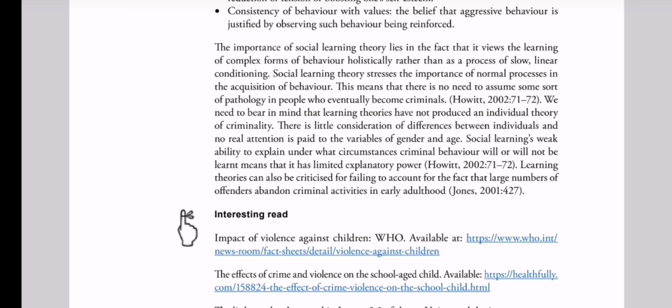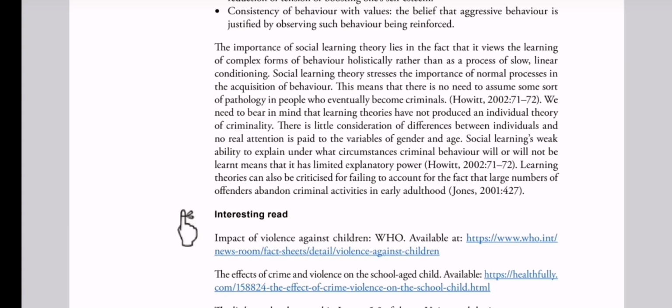The importance of social learning theory lies in the fact that it views the learning of complex forms of behavior holistically rather than as a process of slow, linear conditioning. Social learning theory stresses the importance of normal processes in the acquisition of behavior. This means that there is no need to assume some sort of pathology in people who eventually become criminals. We need to bear in mind that learning theories have not produced an individual theory of criminality.